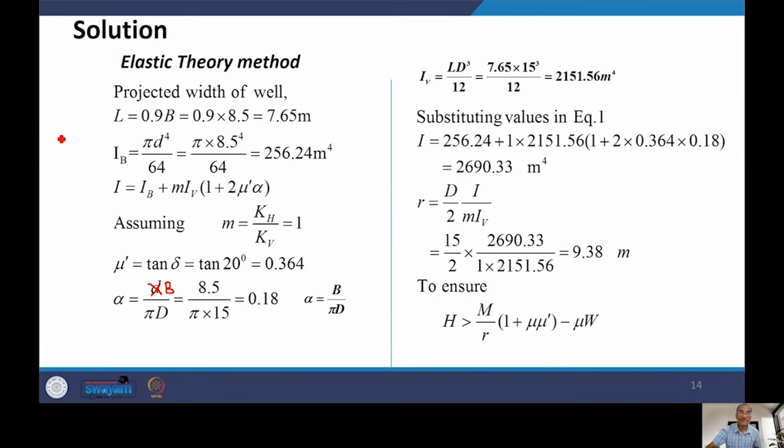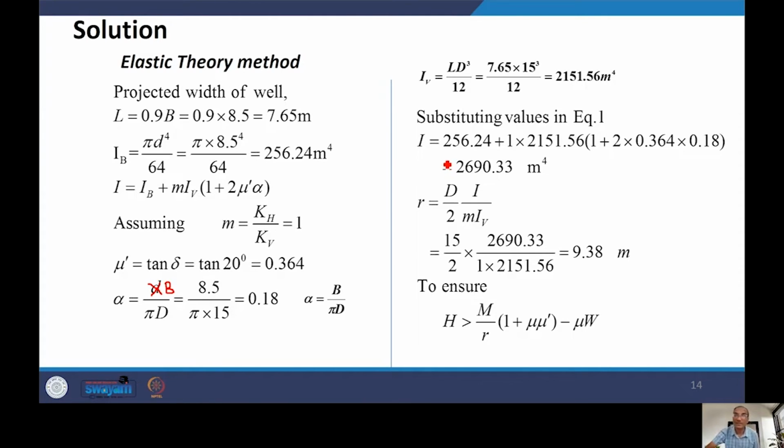The value of IB also comes in this equation, and IB is given by the relation L D cubed by 12, which gives the number 2151.56. Now you substitute all the values in equation 1. I equals IB, which is 56, M is 1.215, and then you put the value of IB. Finally, in the bracket, mu prime is 0.364, which is tan 20 degrees as listed here. Once you put in all the numbers, I comes out to be 2690.33 meter^4.